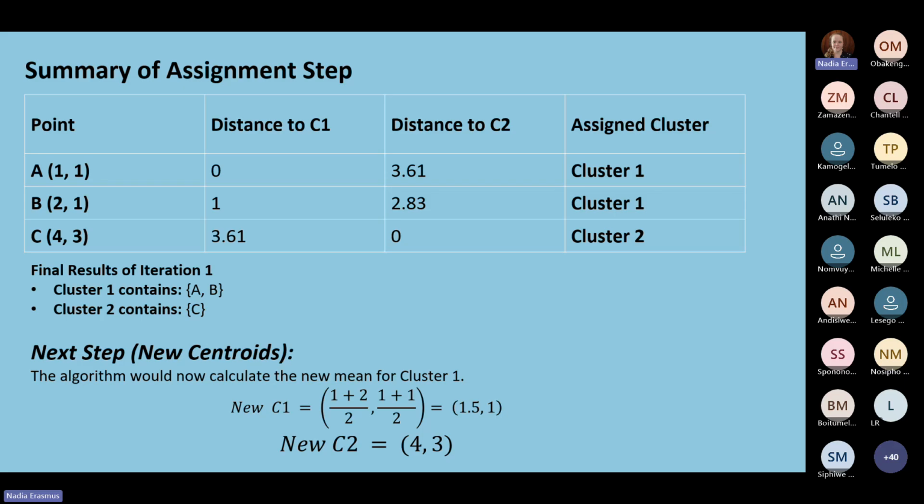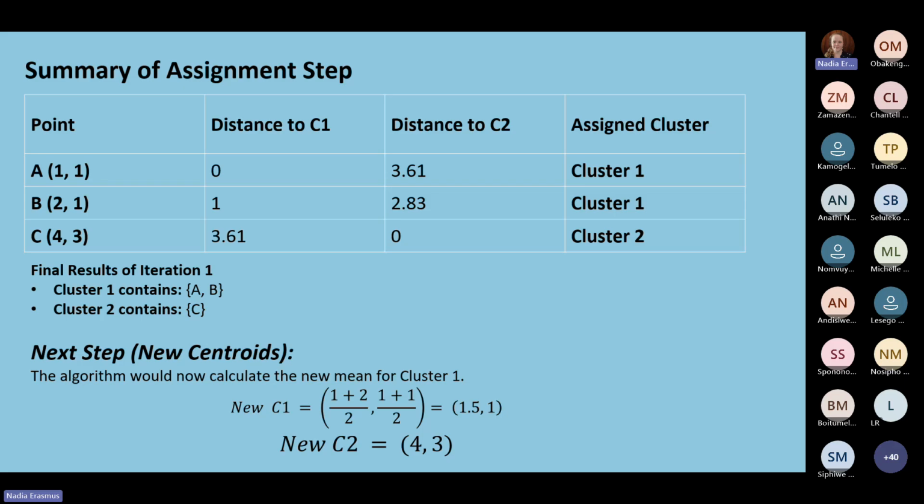So A is a distance of 3.6. B is a distance of 2.8. And then C is a distance of 0. So we can say that A and B are definitely clustered around centroid 1, and point C is clustered around centroid 2.